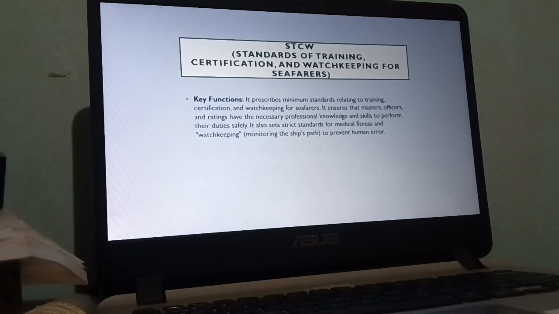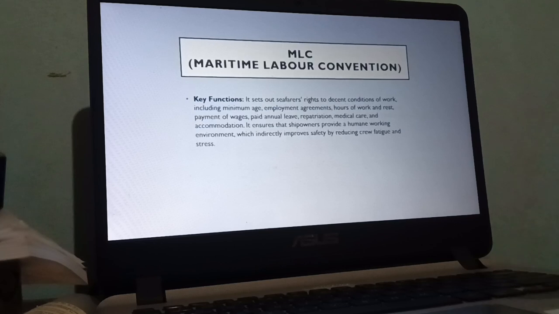The third one is STCW, Standards of Training, Certification and Watchkeeping for Seafarers. The key function of it is to prescribe minimum standards relating to training, certification, and watchkeeping for seafarers. It ensures that masters, officers, and ratings have the necessary professional knowledge and skills to perform their duties safely. It also sets strict standards for medical fitness and watchkeeping, monitoring the ship's path to prevent human error.